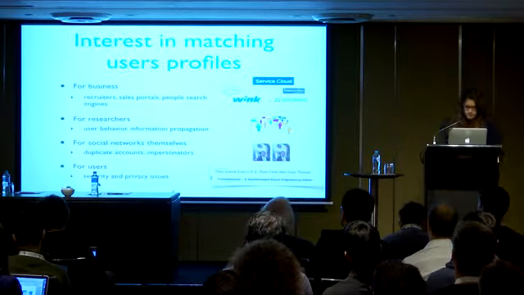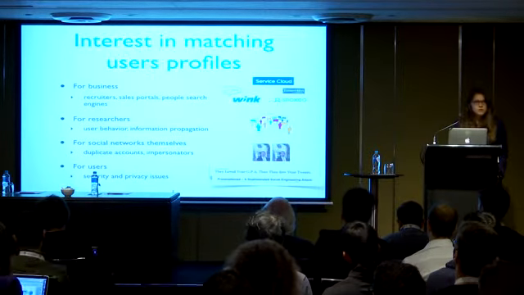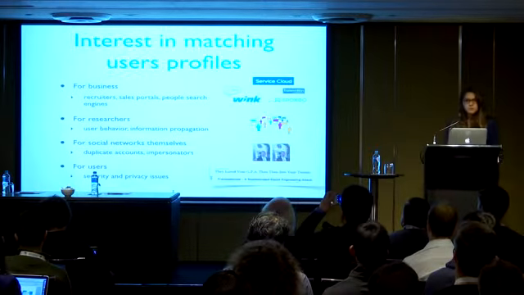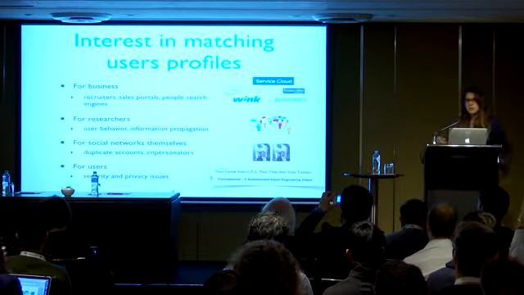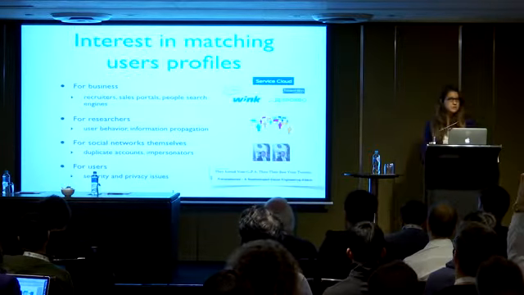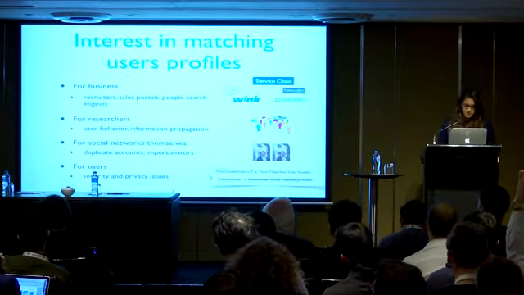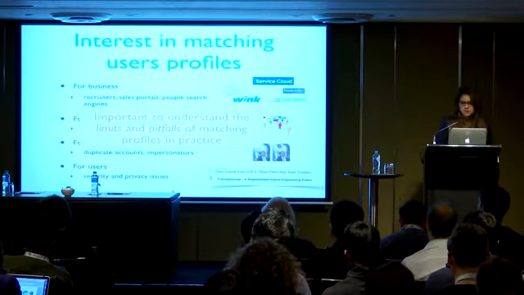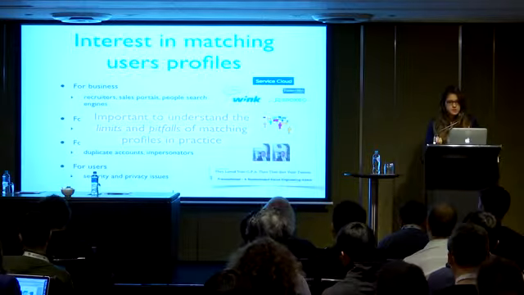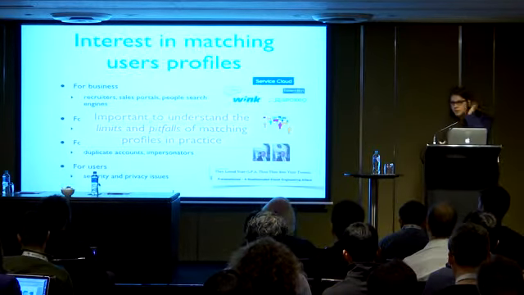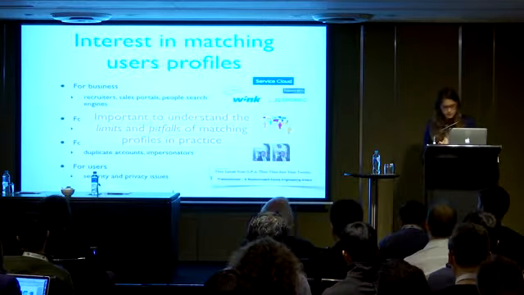On the other hand, matching user profiles also raises some serious privacy and security concerns for the users themselves. For example, by matching users' accounts, someone can reveal much more than they realize about themselves. Anyway, for both these opportunities and concerns, it is very important to actually understand the limits and pitfalls of matching accounts across social networks.